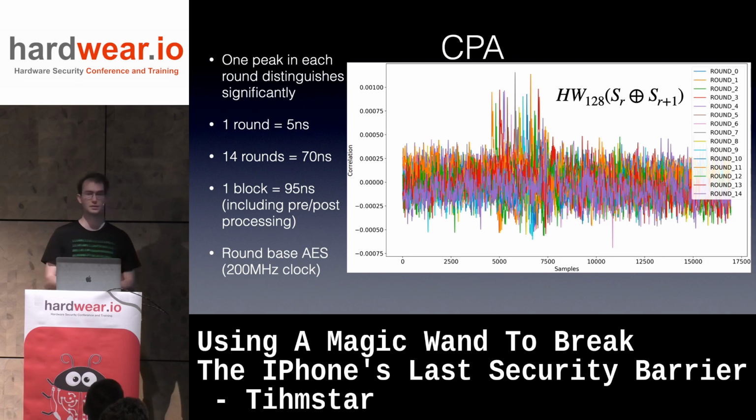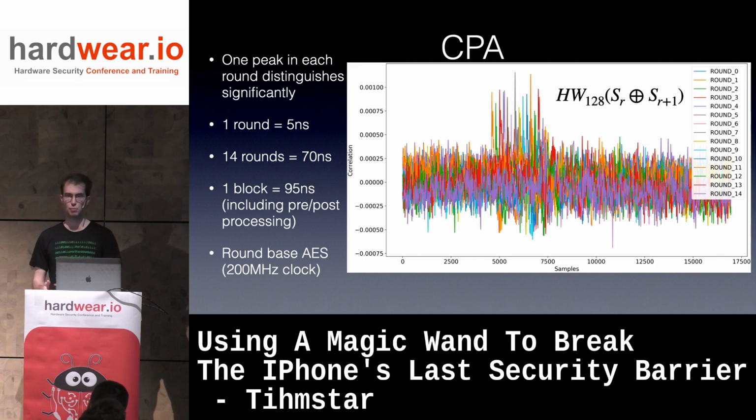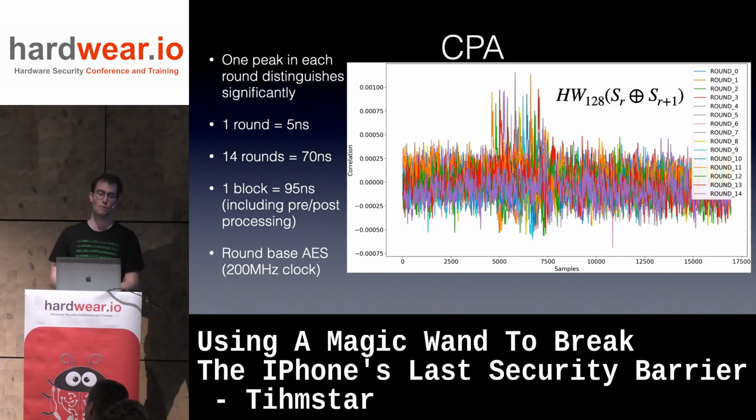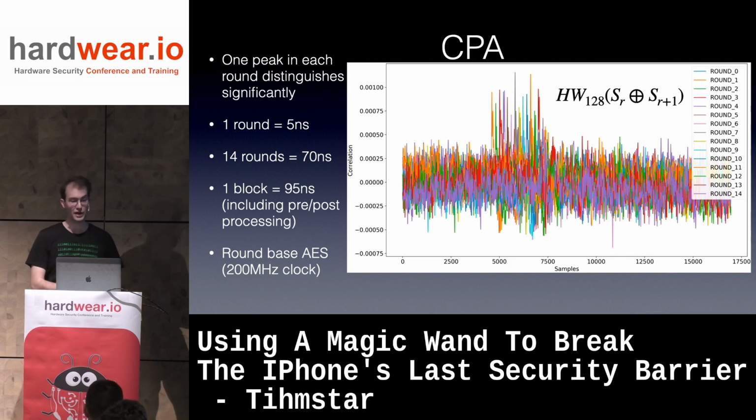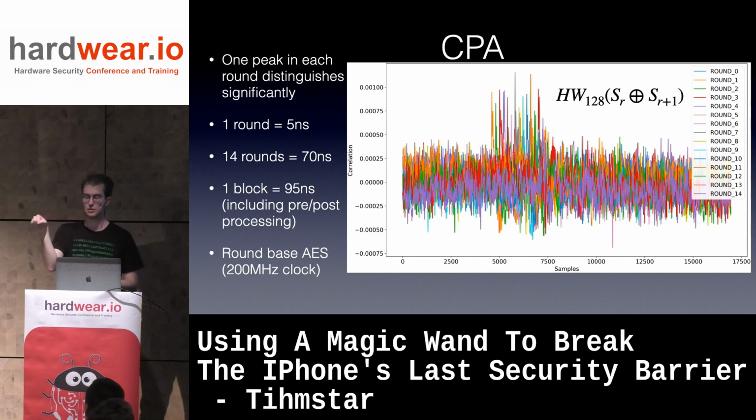And this actually gives us even more information about this black box hardware implementation that we didn't know anything about, right? So we know one round takes 5 nanoseconds. Well, just take the distance between the two peaks. 14 rounds of AES takes 70 nanoseconds. To process a full block of AES, you need 95 nanoseconds, including post- and pre-processing, whatever that is, which I basically took by measuring round 1 of block 1, the distance to round 1 of block 2.